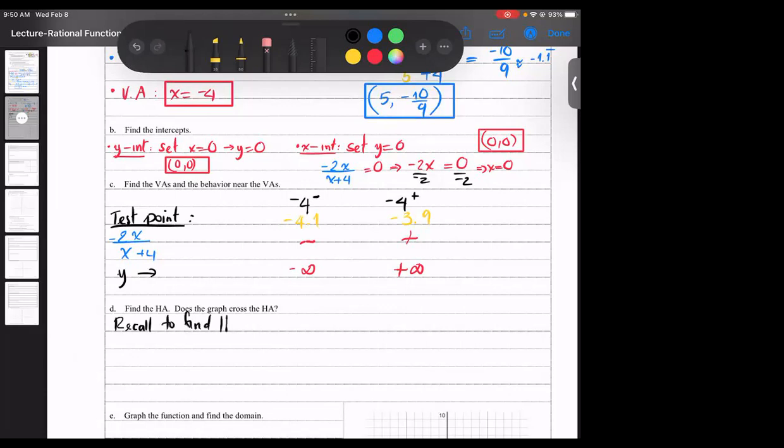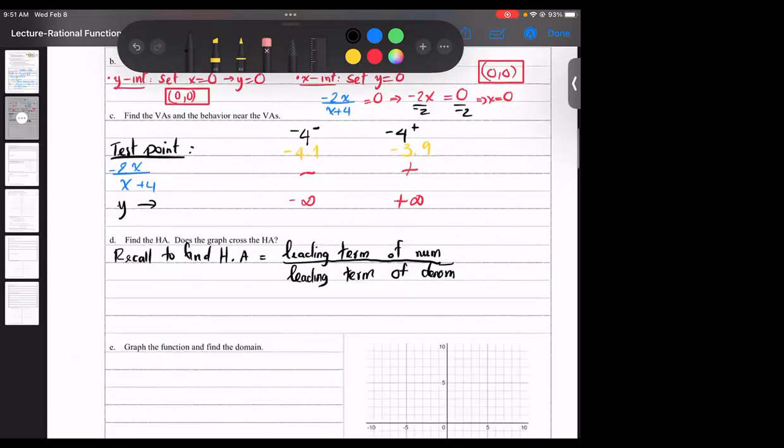to find the HA, it's going to be the leading term of the numerator divided by the leading term of the denominator. By now, I expect you to know the difference between leading term and leading coefficient. The leading term is the whole thing, right? The leading coefficient is just the number in front of the x. So be careful. Here, what is my leading term?